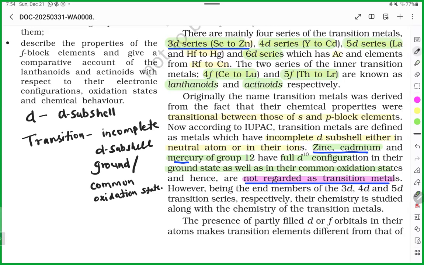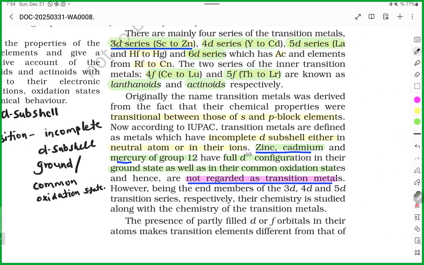No, sir. Example. These three are extremely important. Zinc, cadmium, and mercury belong to group 12. So they have a full D subshell, both in ground state as well as common oxidation state. That's why these three elements are D block elements, but not transition elements.